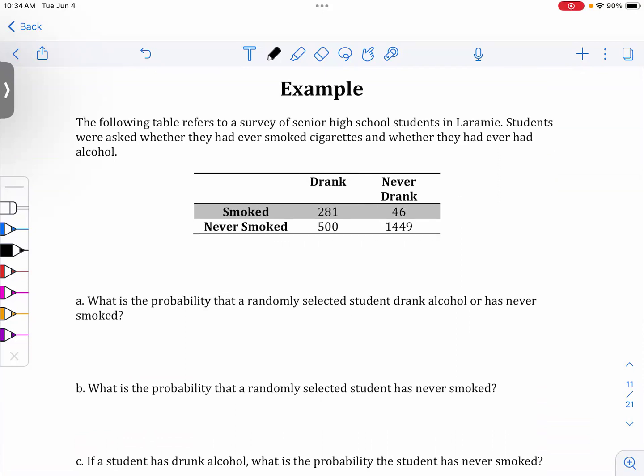The following table refers to a survey of senior high school students in Laramie. Students were asked whether they had ever smoked cigarettes and whether they had ever had alcohol. We see a chart here: drank, never drank, smoked, never smoked, and then a bunch of questions. So, like I said before, our absolute first step is to do the totals. Before I even bother reading the question, I need the totals.